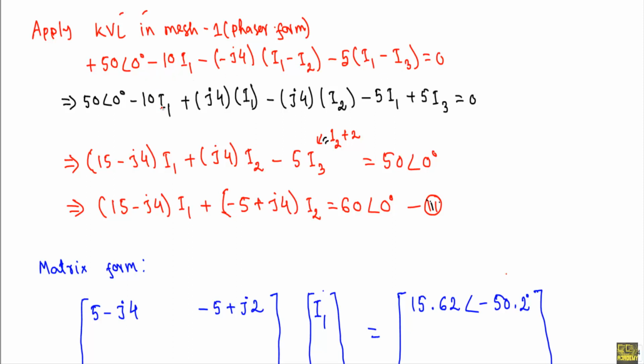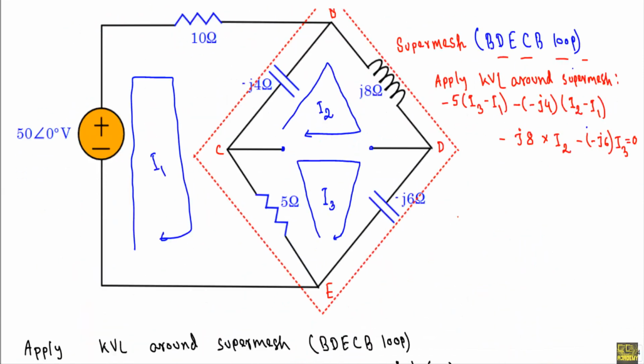If I separate out the coefficients of I1, I2 and I3, I will get (15 minus J4) I1 plus J4 I2 minus 5 I3 equal to 50, phase angle 0 degree. From equation number 1, we know that I3 is equal to I2 plus 2. If I put the value of I3 here, I will get (15 minus J4) I1 plus (5 minus J4) I2 equal to 60, phase angle 0 degree. This will be our equation number 3. So we have equation number 2 and equation number 3 here.